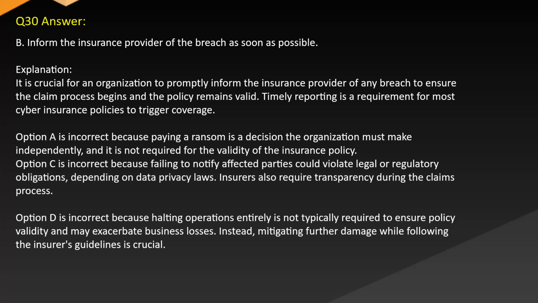Option A is incorrect because paying a ransom is a decision the organization must make independently and it is not required for the validity of the insurance policy. Option C is incorrect because failing to notify affected parties could violate legal or regulatory obligations, depending on data privacy laws. Insurers also require transparency during the claims process. Option D is incorrect because halting operations entirely is not typically required to ensure policy validity and may exacerbate business losses. Instead, mitigating further damage while following the insurer's guidelines is crucial.